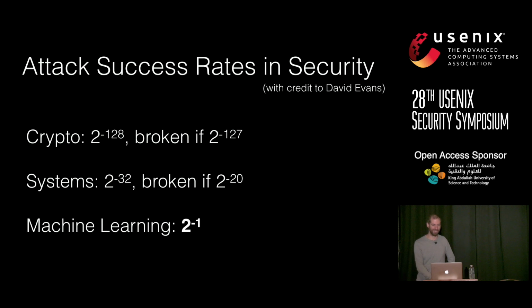In machine learning, we're like 2 to the minus 1. The best defenses succeed half of the time. And something's broken if it's 2 to the 0. So we have a long way to go before we can call this a nice kind of security. Okay, so that's maybe one reason why we're not yet crypto in the 90s.